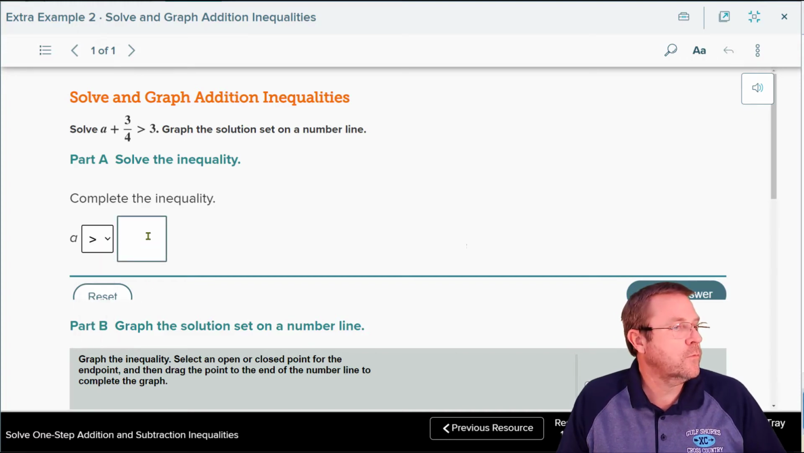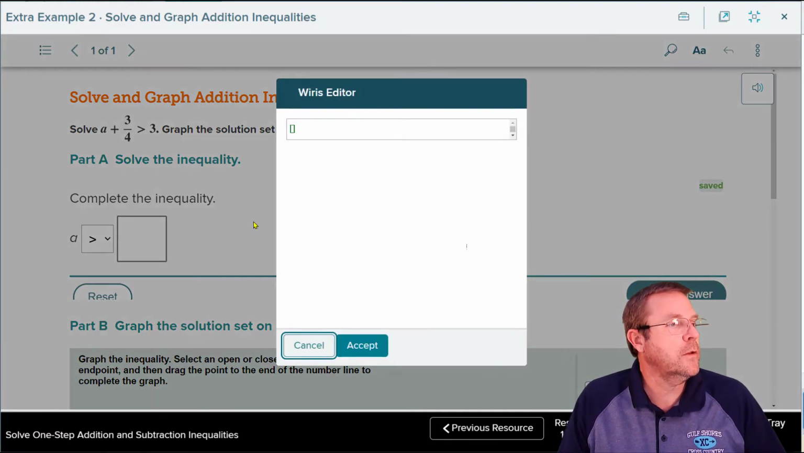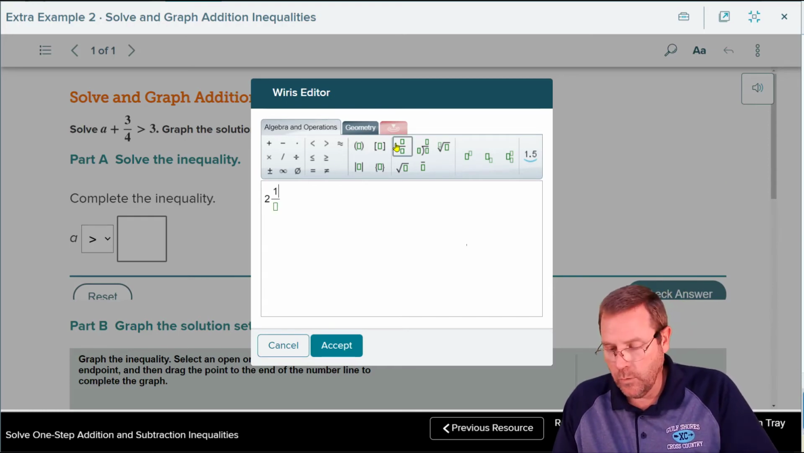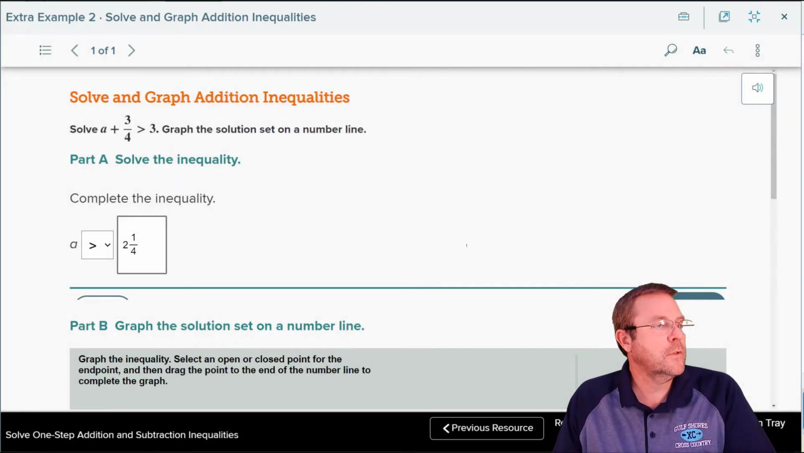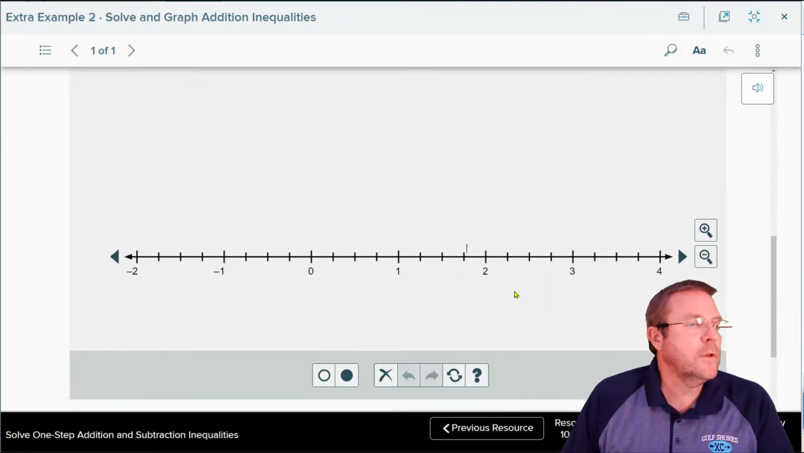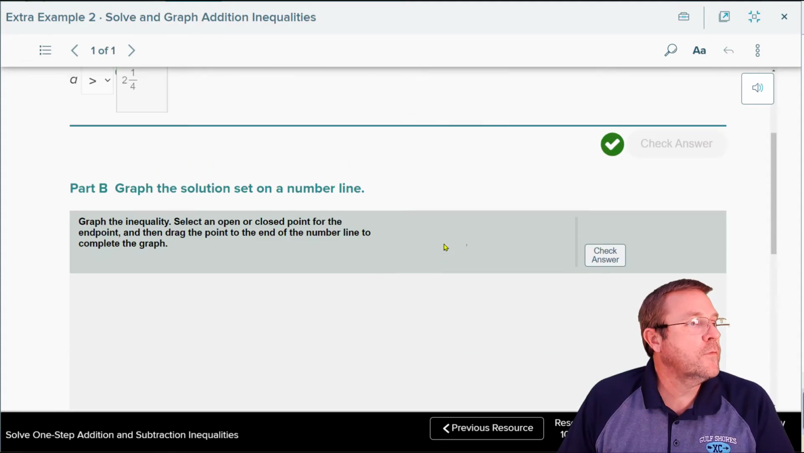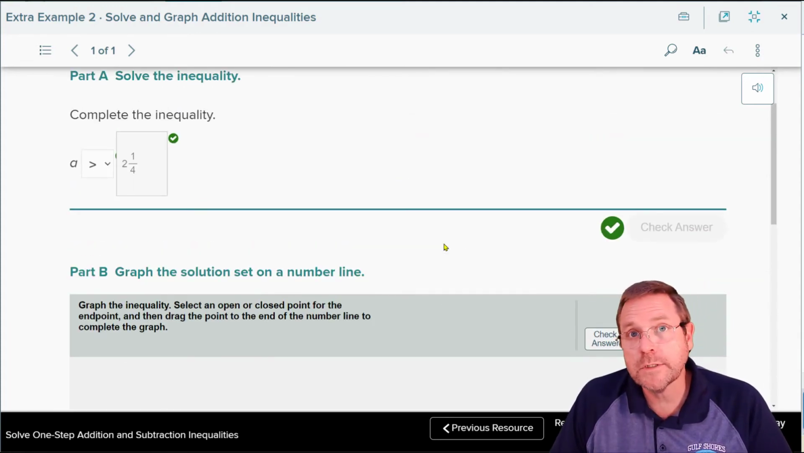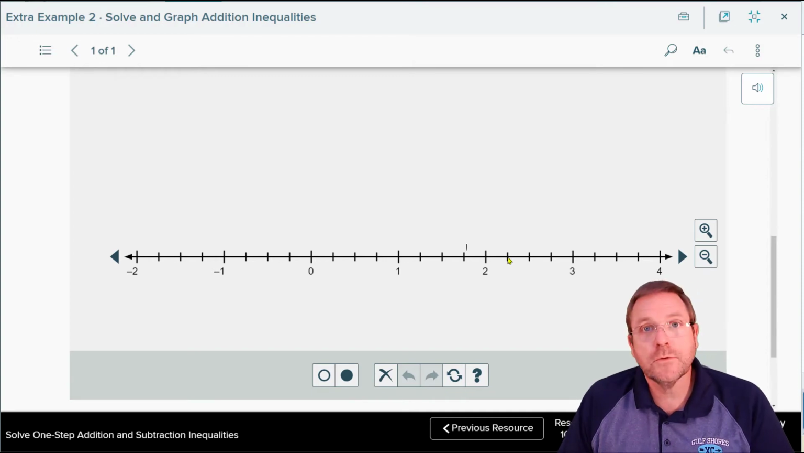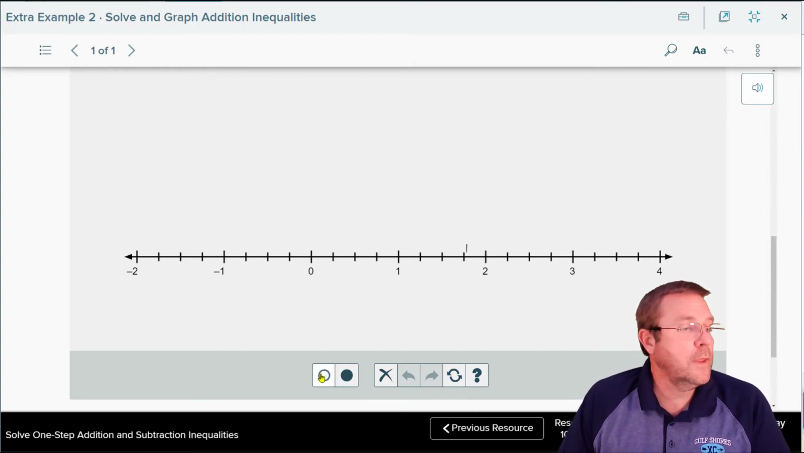We're going to say it's greater than. What's it greater than here? It's greater than 2 and 1/4. Check, and that part checked. To graph it, we first have to find out: is it an or equal to? No, it's not. So it's going to be an open circle starting at 2 and 1/4, which is right here, and the arrow is going to go to the right because a is greater than it.